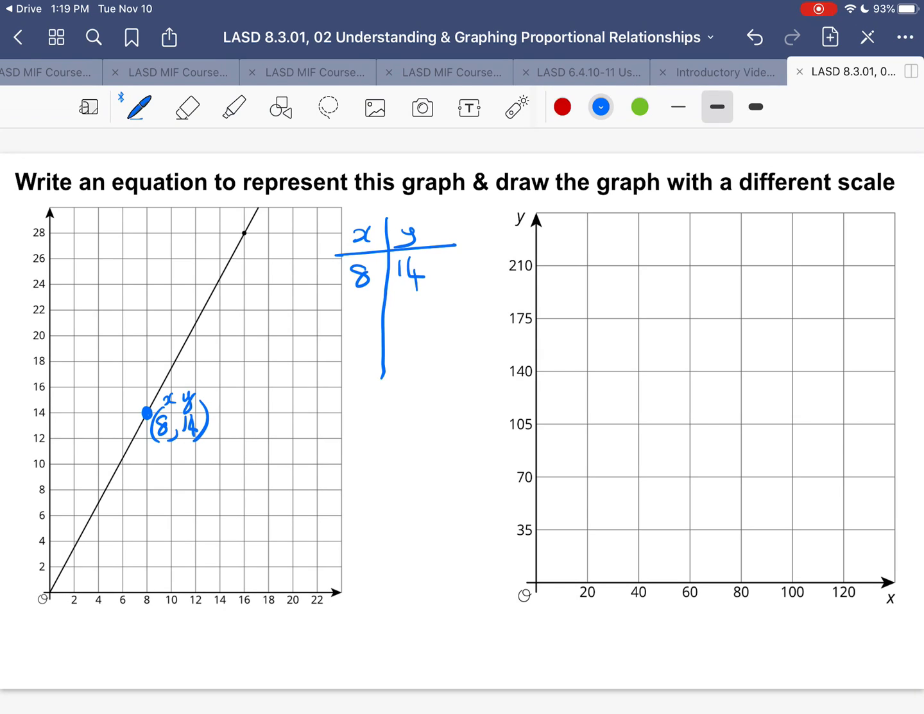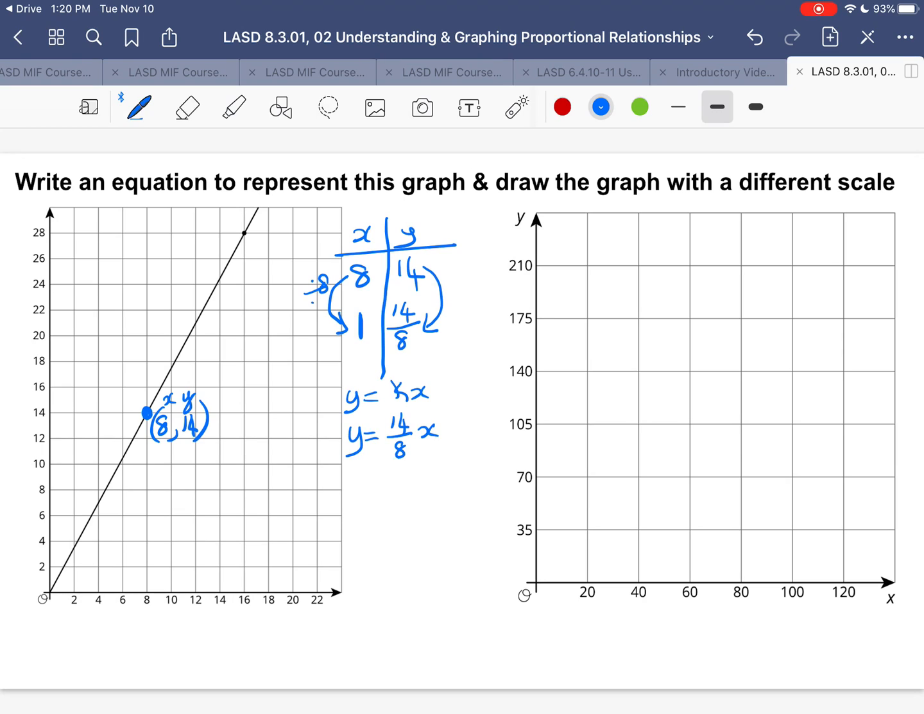To get our constant of proportionality, we want to know what the y value is when x is equal to 1. So to get from 8 to 1 here, we have to divide 8 by 8. 8 divided by 8 equals 1. So we also have to divide 14 by 8 on the other side here. And so our equation now is y equals kx. Y equals, what's my constant of proportionality? 14 over 8. So y is equal to 14 over 8x is the equation.